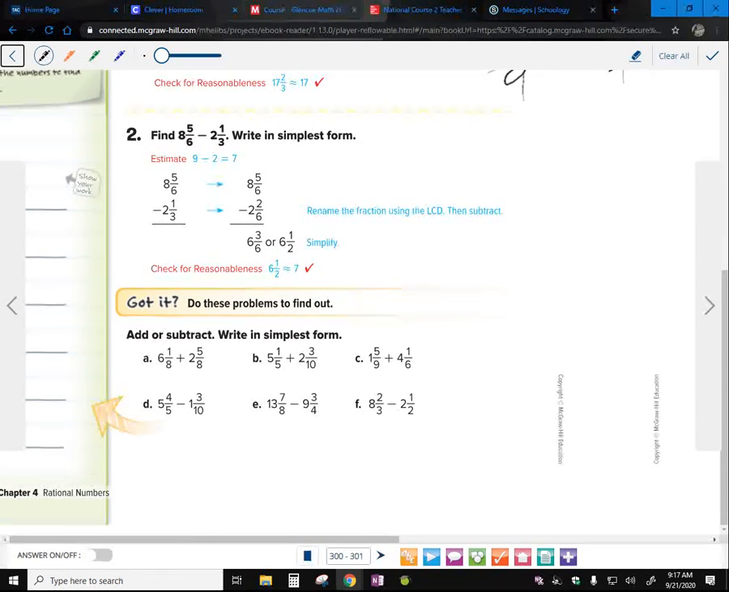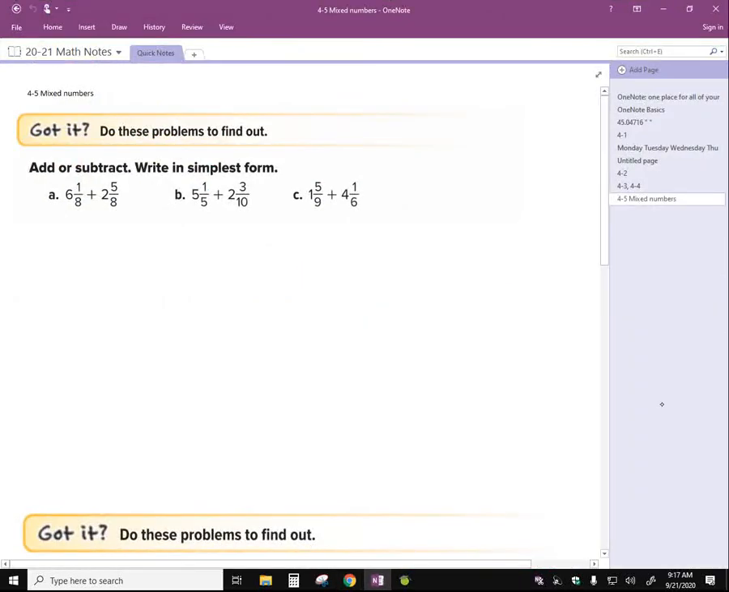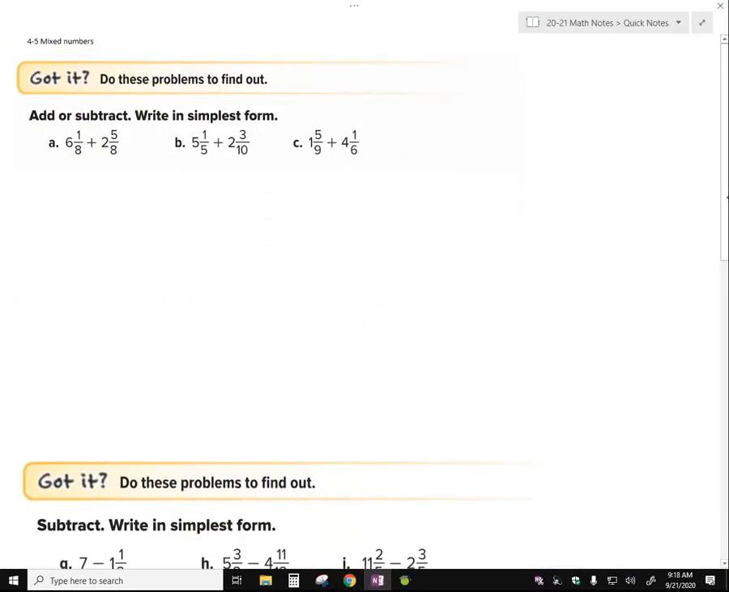So now, for example, we have 6 1/8 plus 2 5/8. It already has a common denominator, so I don't have to change too much.